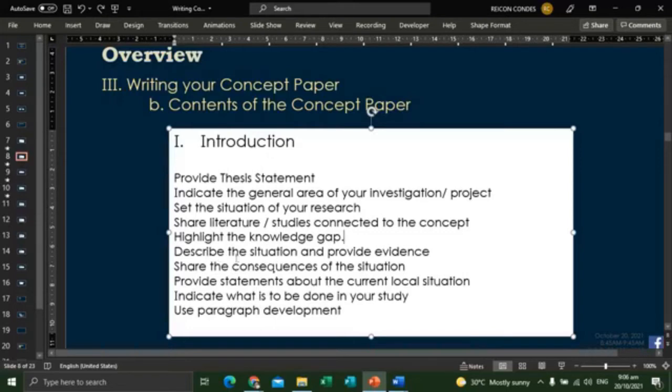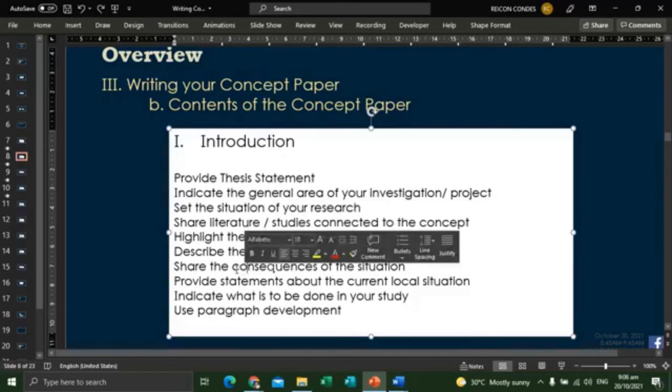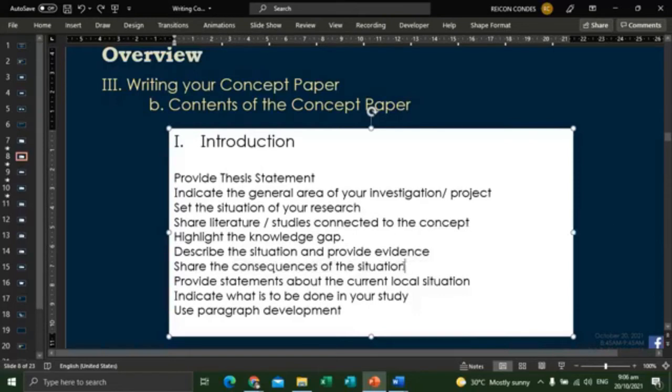And then, you describe the situation and provide evidence. On this part, you set the situation of your research. Now, you describe the situation and provide evidence dun sa knowledge gap natin. Then, you share the consequences of the situation. Kung magpapatuloy ang ganitong situation, anong mangyayari, ano ang possible. Kung mapipigilan ang ganitong situation, anong mangyayari, anong possible. Kung magpapatuloy ang project na ito or ang business proposal na ito, ano ang mga maaaring idulot.